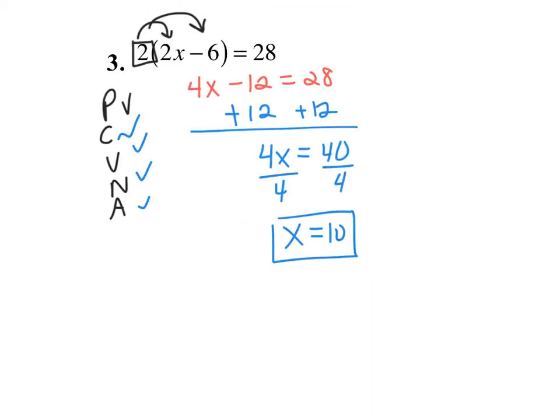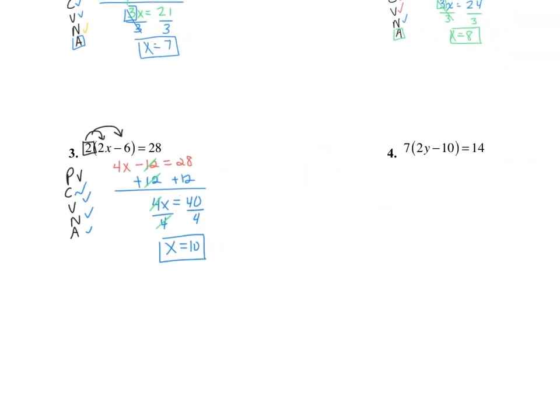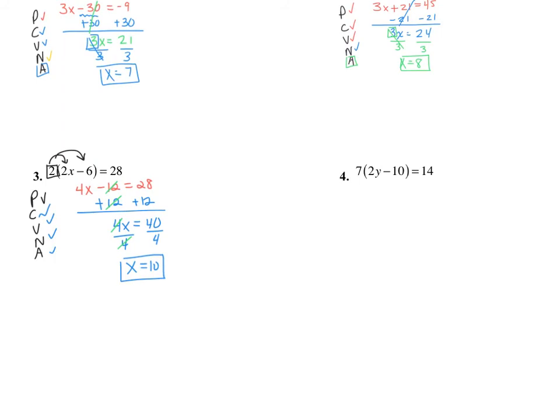So after you added 12 to both sides, you should have gotten 4x equals 40. Your 12s are going to cancel. And then you need to divide by 4 because that's your number attached. So x equals 10. What I would like you to do is, using number 3 as your model, try to do number 4 completely by yourself and tell me what y is equal to.